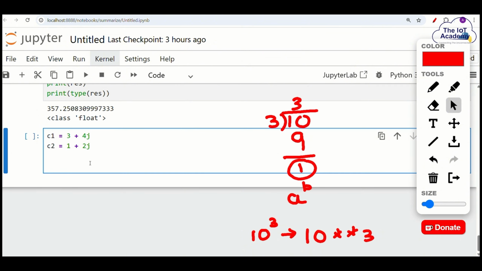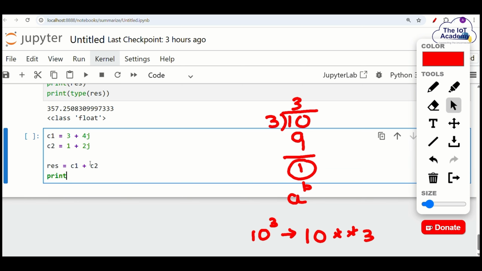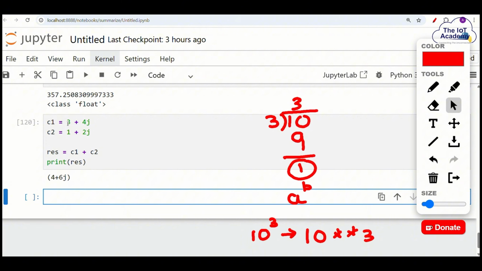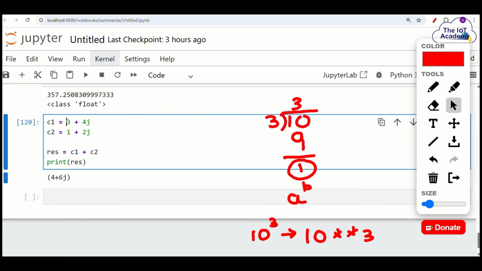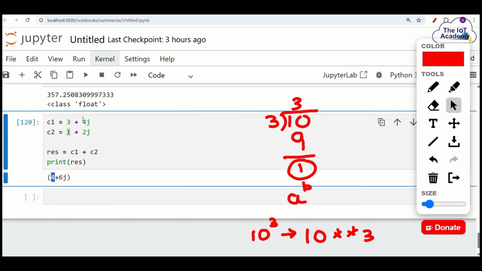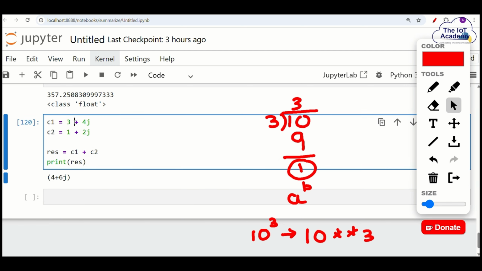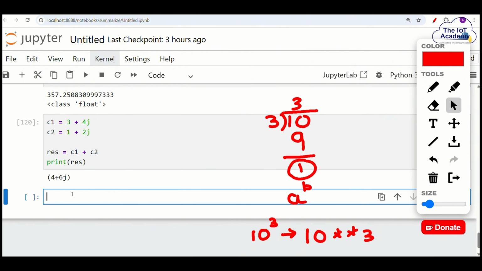So let's add complex numbers. Same thing, result equal to C1 plus C2, and print your result. Run this. So in this case, the way you add your complex numbers, if you recall from your high school mathematics, you basically add the real numbers together. So 3 and 1 is 4. So 3 plus 1 is 4. This is where this 4 comes from. And then you add or subtract your imaginary numbers depending on what the sign over here is. In this case, they both are plus. So you're going to say 4j plus 2j. The answer is 6j. All right.